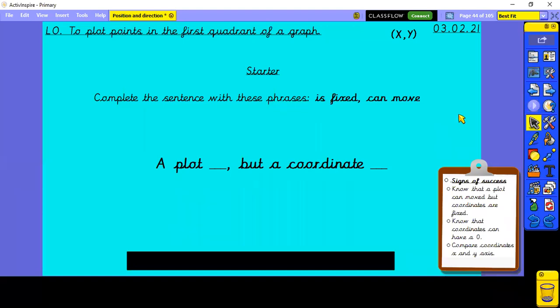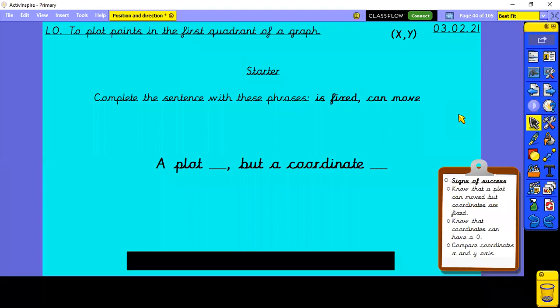Okay, now we're going to start our third lesson on position and direction. And before we begin, could you please pause the video and write the date in the yellow in your maths book? So the date is the 3rd of the 2nd, 21, and the yellow is to plot points in the first quadrant of a graph. And remember, we looked at the word quadrant in our vocabulary before, which means 1/4 of a graph, which we're looking at in year 5.